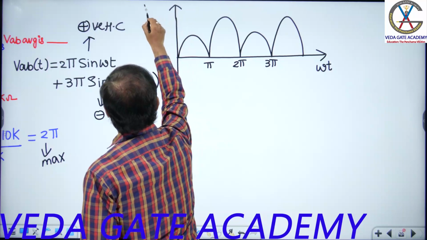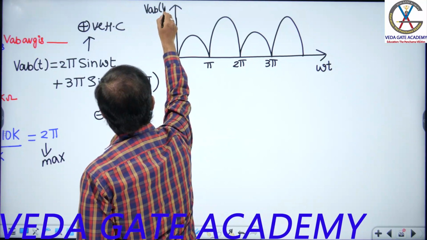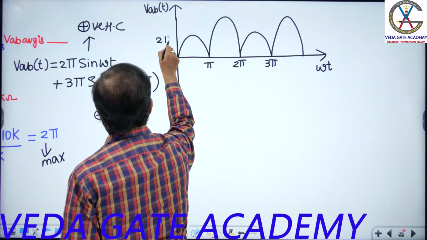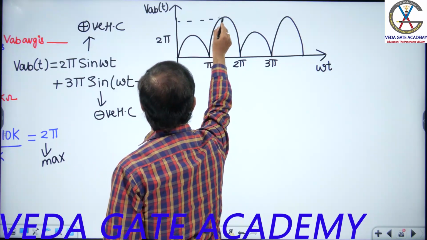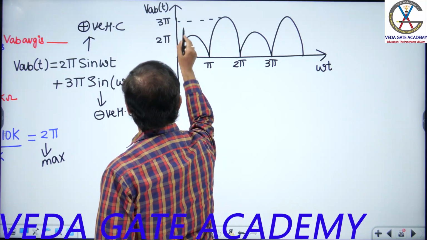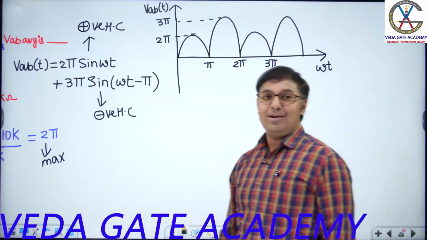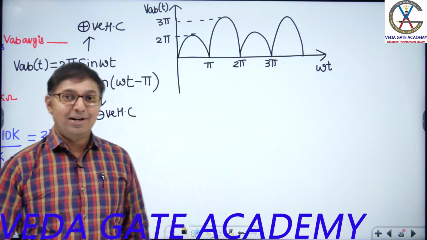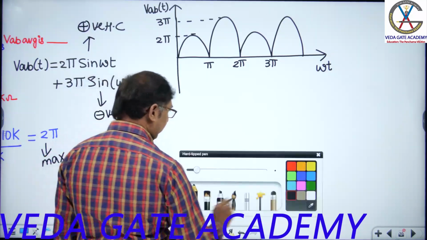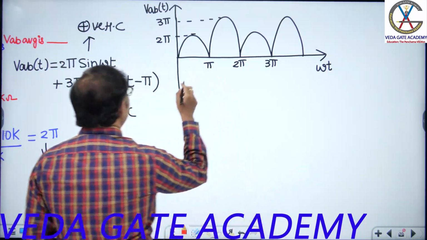What is this? VAB of t. What is this magnitude? 2 pi. What is this magnitude? 3 pi. What are the points? Getting the point, yes? Come on, tell me. What is VAB of t?